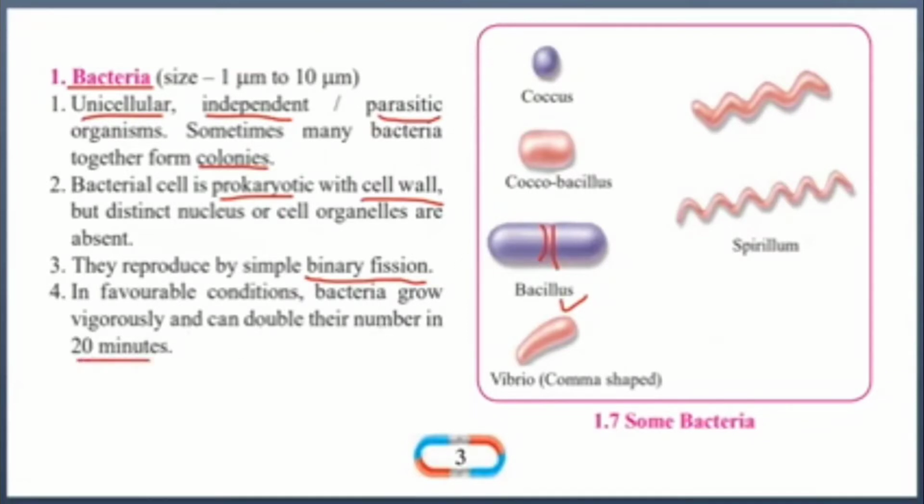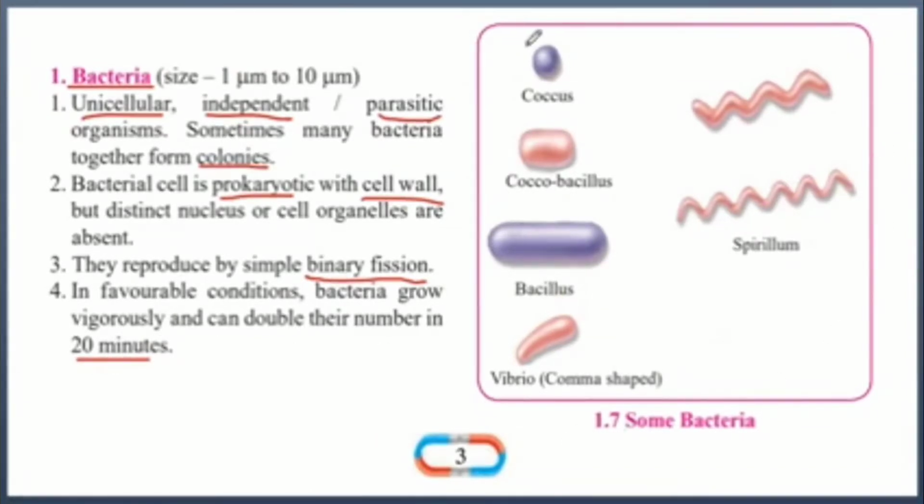So if the conditions are favorable, that is, if they have the required nutrients and the temperature and everything is right for the bacteria to multiply, they will keep on multiplying vigorously, multiple times, and double their number every 20 minutes. So here are examples of different types of bacteria, and these are classified based on their shape.